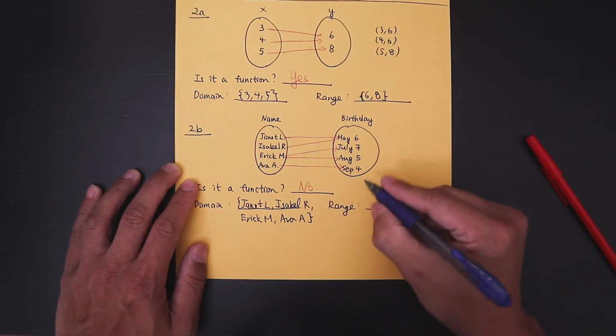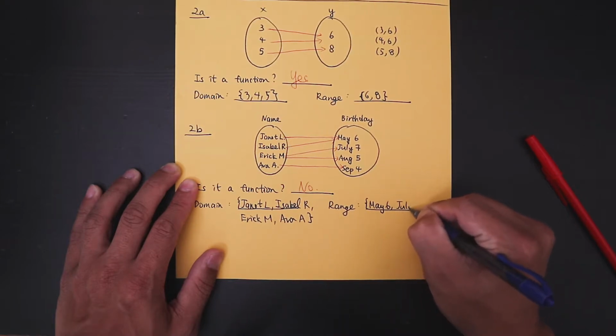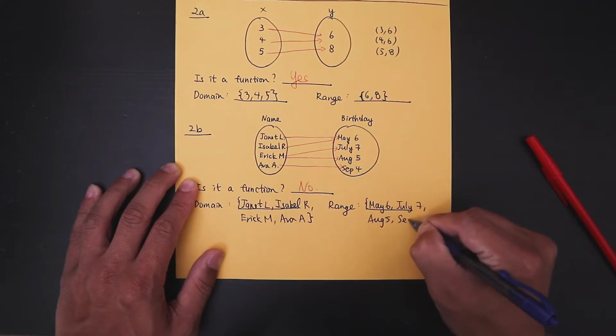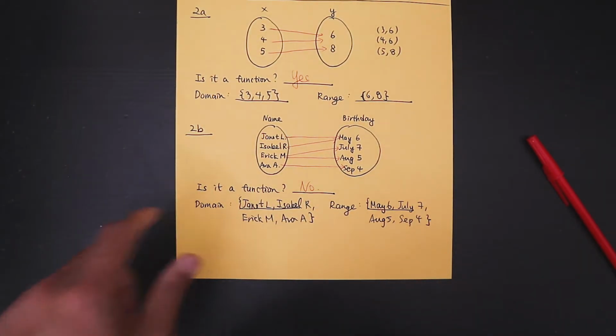And then your range would be your output, which is your birthday. So May 6, July 7. And by the way, these are just made up birthdays. I don't think they're the actual birthdays unless I'm lucky at guessing. So that's your domain and range.